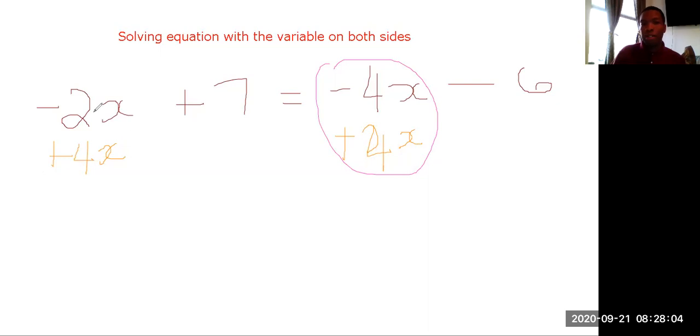And then I have to solve this part right here. So it's 4x minus 2x, which is 2x. 2x plus 7 is equal to negative 6. All right, so now I have to move the 7 to the other side, and it's a plus 7, so I have to do minus 7.